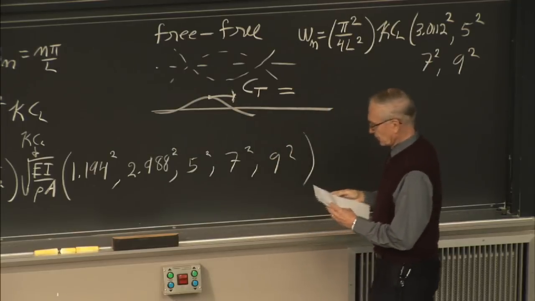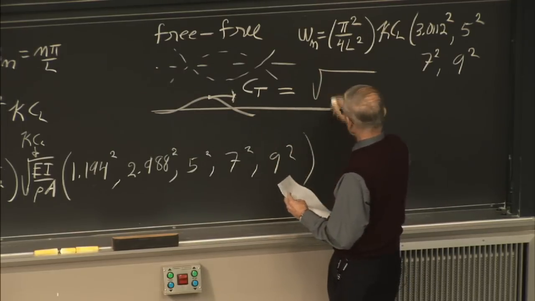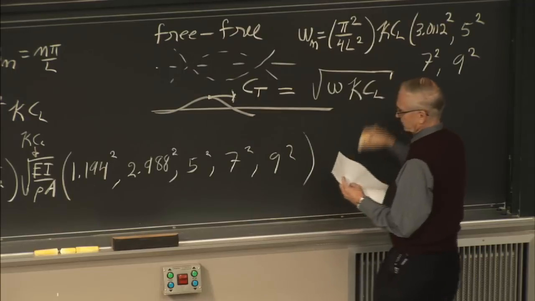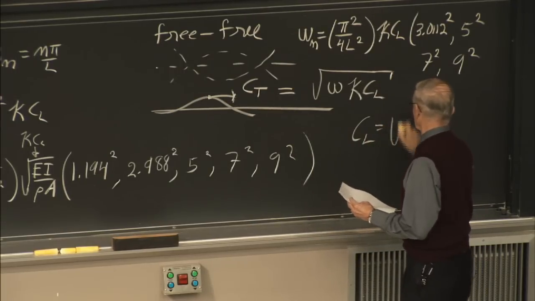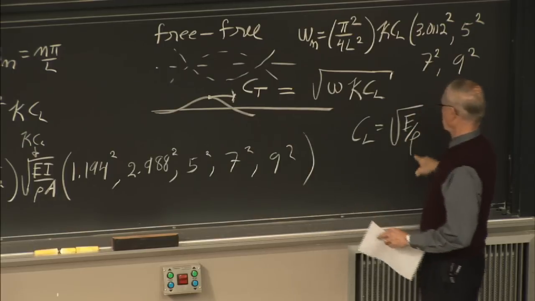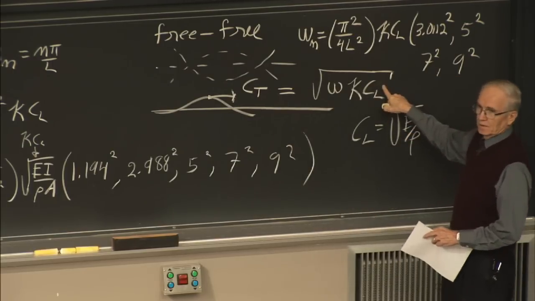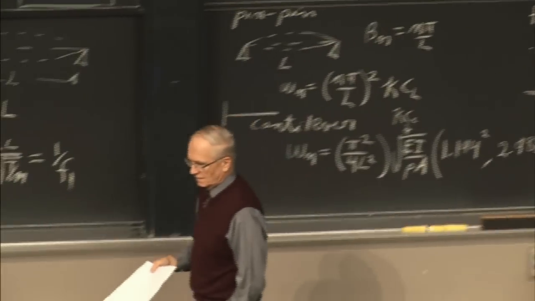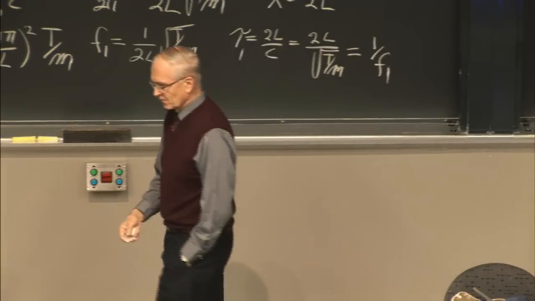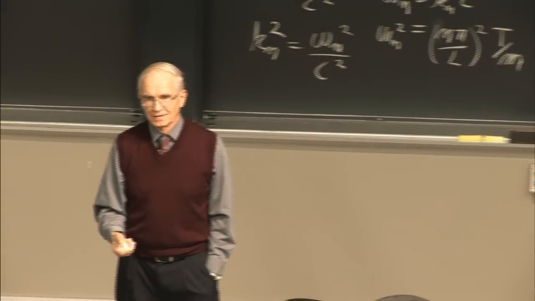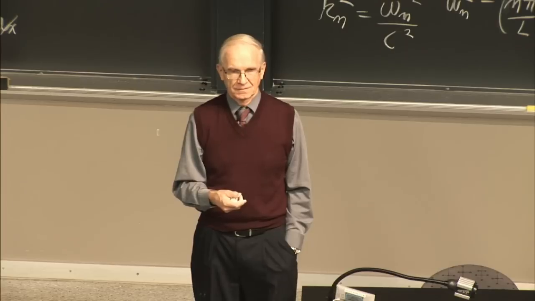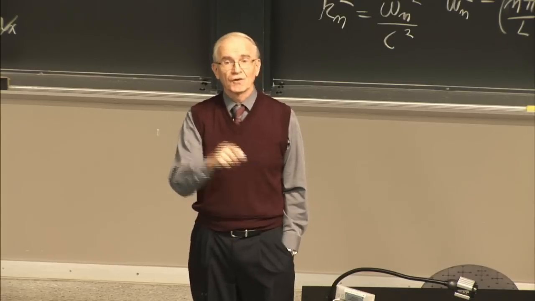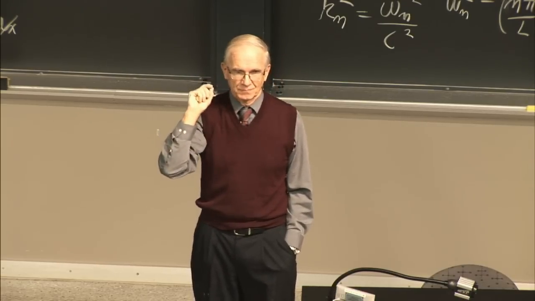C_T for a beam is the square root of omega kappa C_L. And C_L, again, is the square root of E over rho. That's the speed of sound in the material. That property just turns up in here. So what does this tell you about the frequency dependence of the speed? Does the speed change with frequency? Omega kappa C_L, right? It's proportional to frequency. High frequency waves go faster than low frequency waves in a beam.